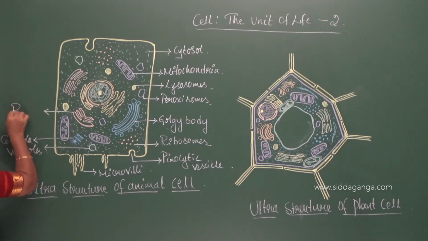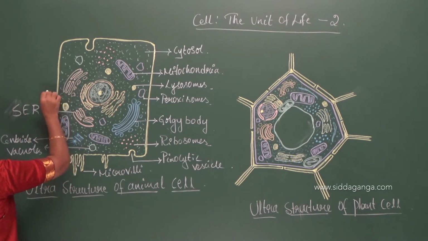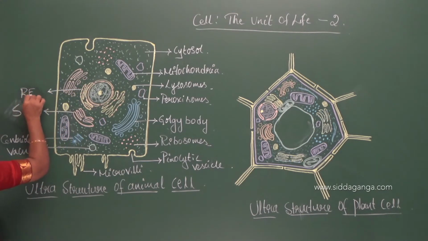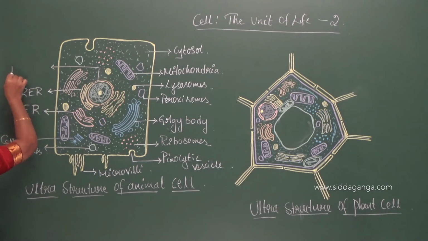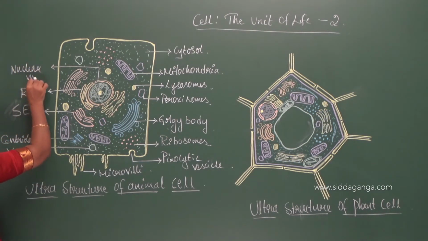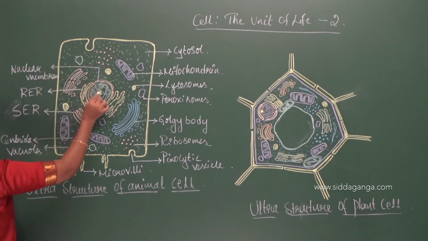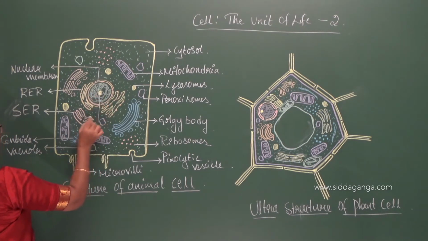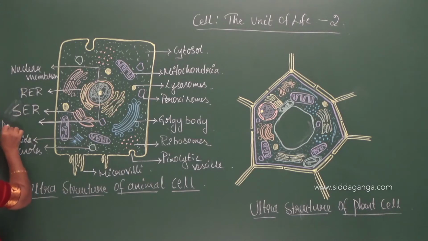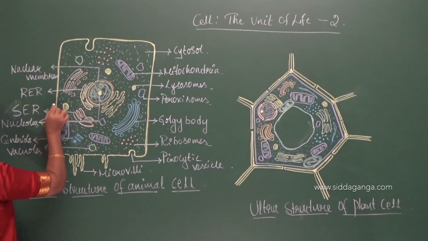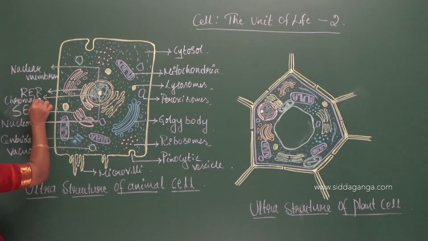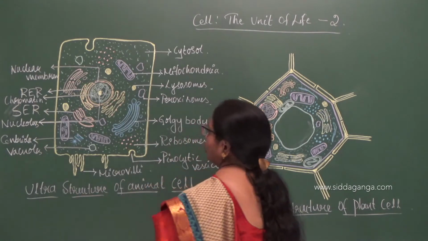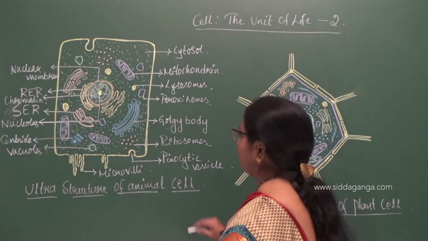So this is RER, and this is SER, the smooth endoplasmic reticulum, and this is the RER, that is the rough endoplasmic reticulum, and this is the nuclear membrane, the nucleolus, and this is the chromatin material or the chromatin, where the chromosome is in the form of a network which is called the chromatin. So these are the various structures that can be seen in the animal cell.